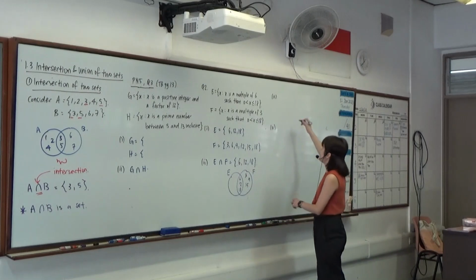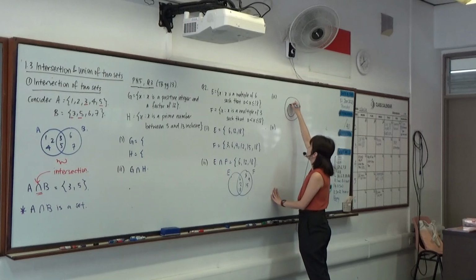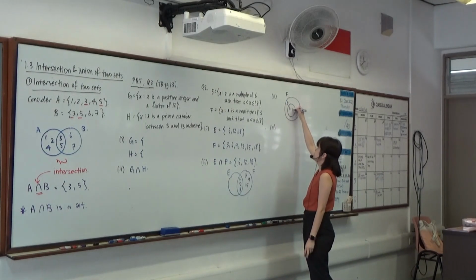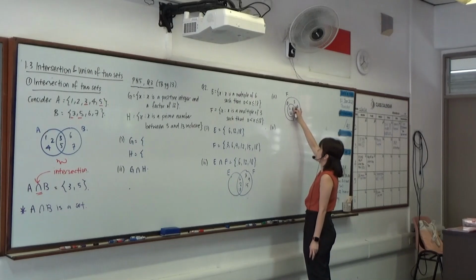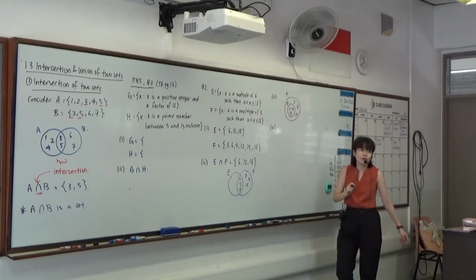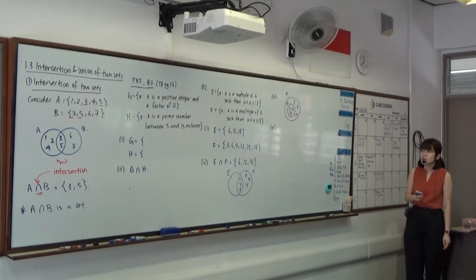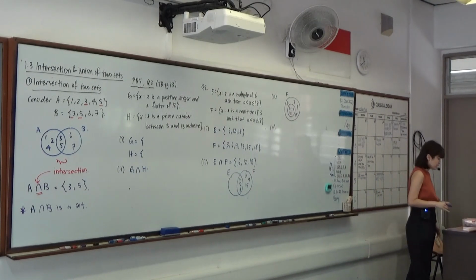So therefore, what we could instead draw is E within F, and then we have 6, 12, and 18, with 3, 9, and 15 on the outside. So this should be how your Venn diagram should look like, instead of having 2 overlapping circles.